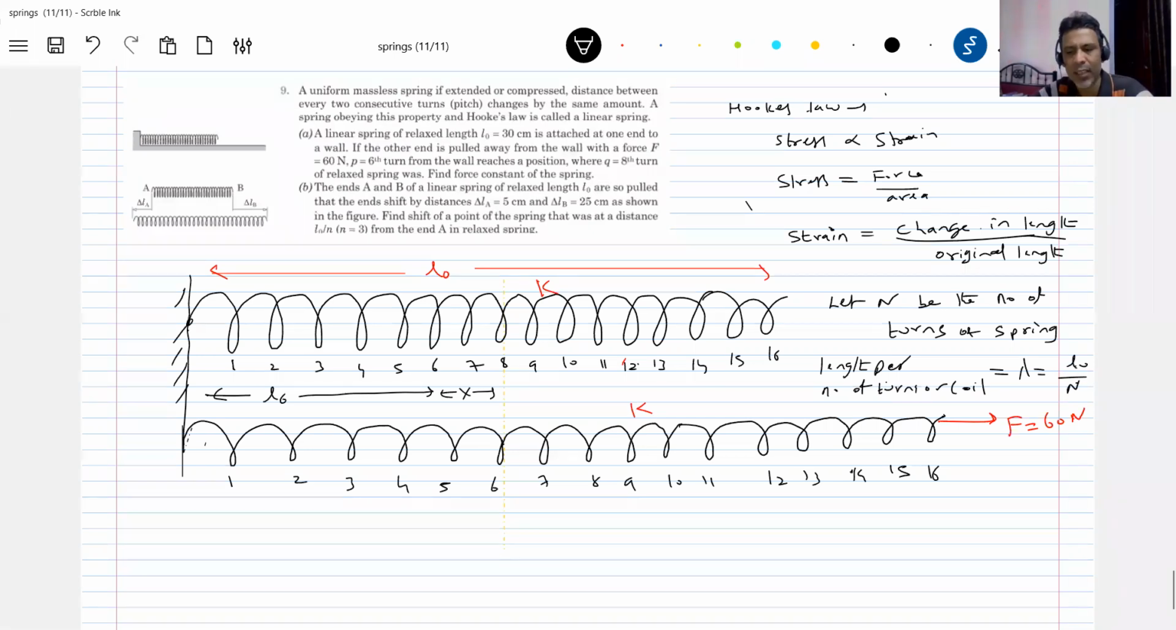Now, what is L6? Anybody? What is L6? You should write. L6, I'm going to write it as 6 turns into lambda, or 6 L naught by n. What about L8? 8 lambda, 8 L naught by n.